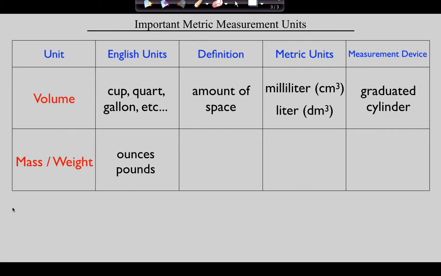So, guys, when we talk about mass and weight, we need a definition. We understand that volume is an amount of space. So, guys, what about mass or weight? When we measure mass, when you went into lab and you measured the mass of the beaker, what were you actually measuring? An amount of what?